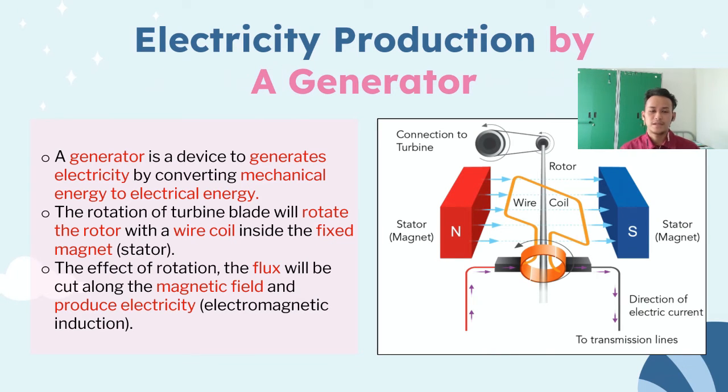Electricity production by a generator. What is a generator? A generator is a device to generate electricity by converting mechanical energy to electrical energy. The rotation of the turbine blade will rotate the rotor with a wire coil inside the fixed magnet, which is called a stator. The flux will be cut along the magnetic field during the rotation to produce the electricity. This process is known as electromagnetic induction.